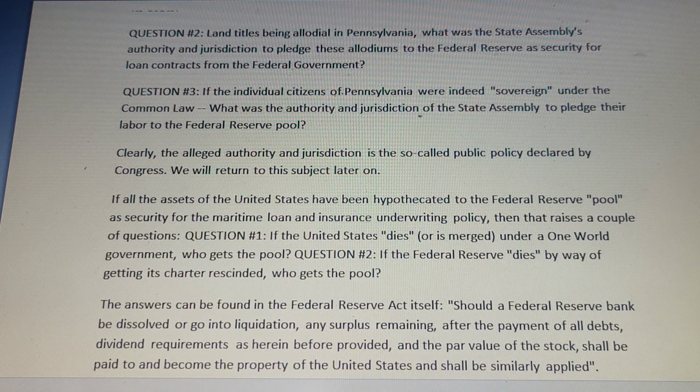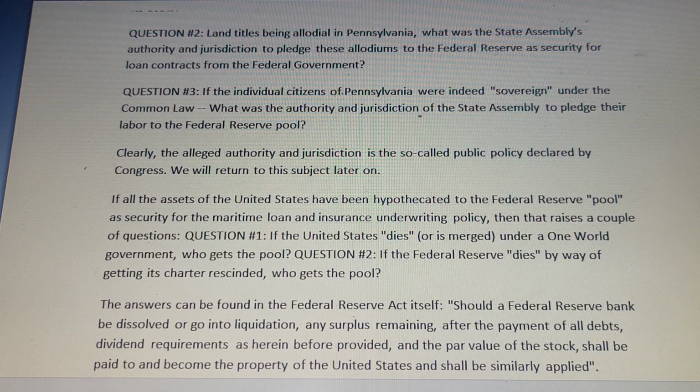Question number 3. If the individual citizens of Pennsylvania were indeed sovereign under the common law, what was the authority and jurisdiction of the state assembly to pledge their labor to the Federal Reserve pool? Clearly, the alleged authority and jurisdiction is the so-called public policy declared by Congress. We will return to this subject later on.